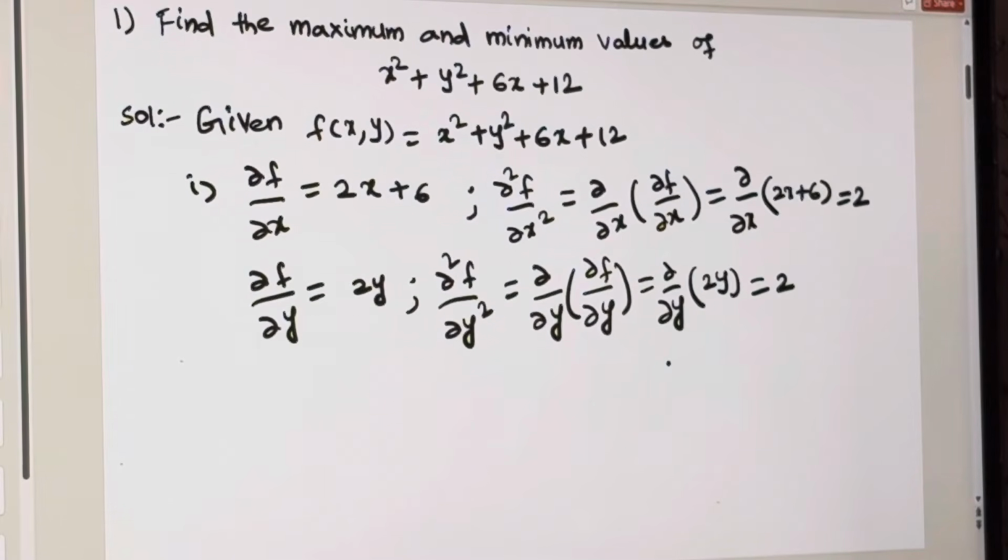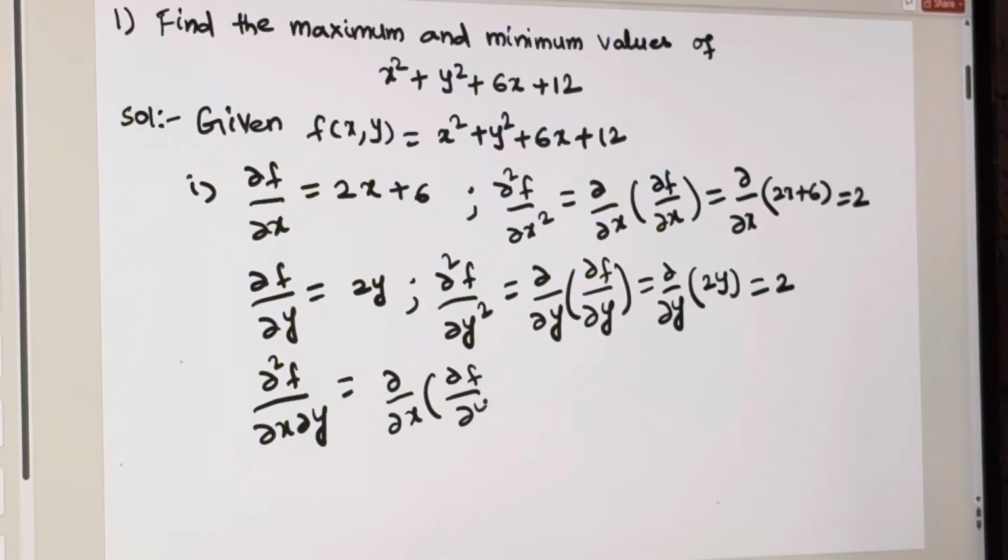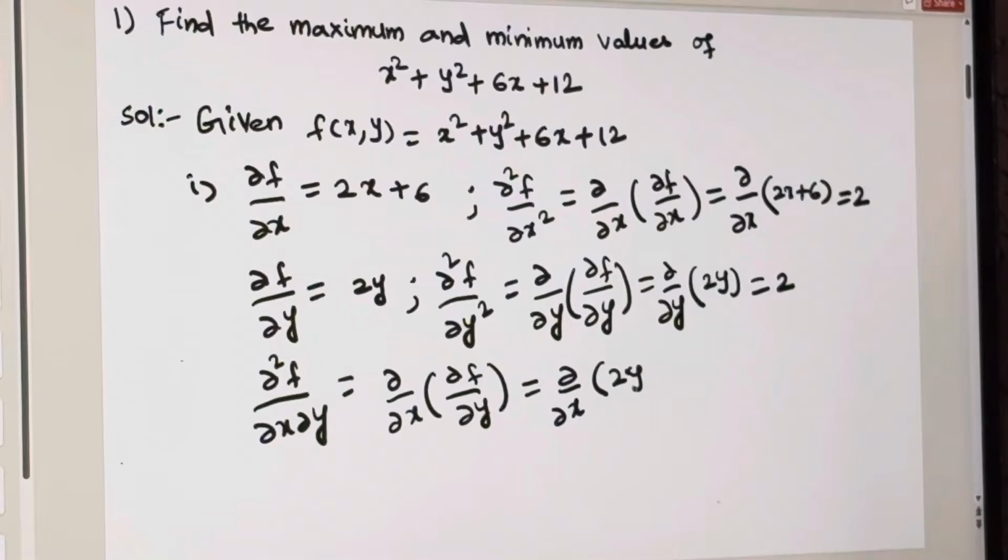Okay, so after this you have to calculate ∂²f/∂x∂y. What is the meaning of ∂²f/∂x∂y? ∂/∂x of ∂f/∂y. You can write like this. ठीक है, so ∂/∂x of what is ∂f/∂y value, you got it as 2y. Okay, so what is the derivative of 2y with respect to x?